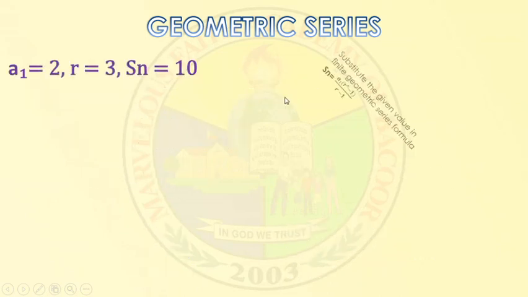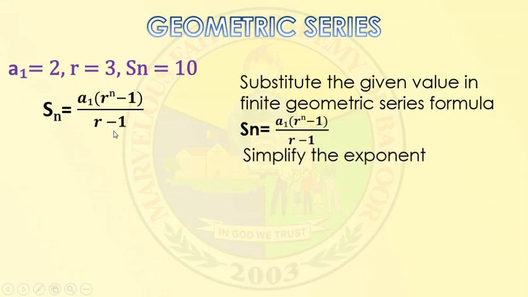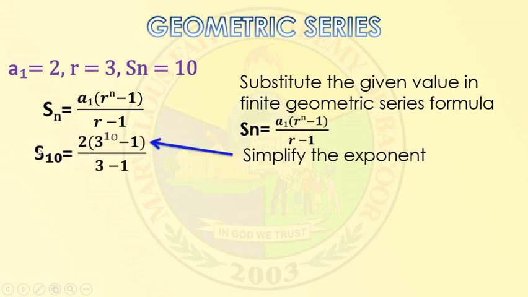So, next step is substitute the given value in the finite geometric series formula. S sub n equals the first term, quantity r raised to n minus 1, over r minus 1. So, ang gagawin lang natin is substitute lang yung mga given na value doon sa ating finite geometric series formula. Okay? So, ayan. Sinubstitute na natin S sub n kasi hinahanap natin yung 10 terms.